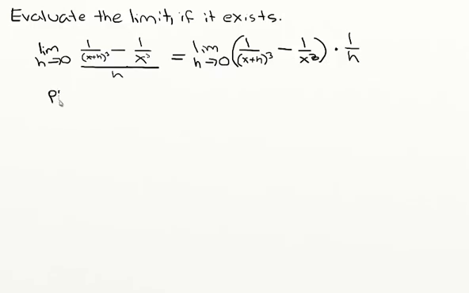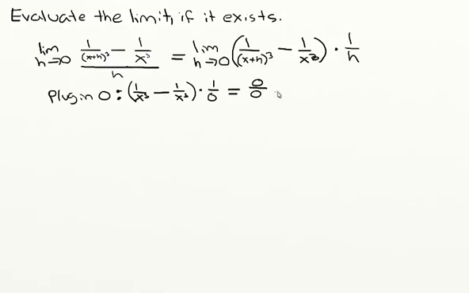So plugging in 0, we're going to get 1 over x cubed when h is 0, then minus this 1 over x cubed. And then that whole thing times a 1 over 0, which actually turns out to be 1 over x cubed minus 1 over x cubed is 0. And we're dividing by 0, so we get 0 over 0.